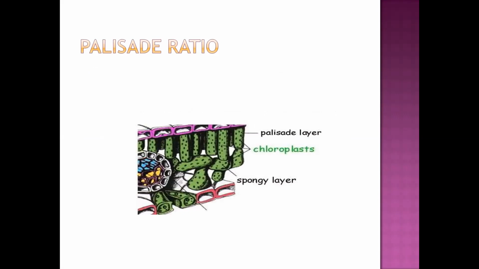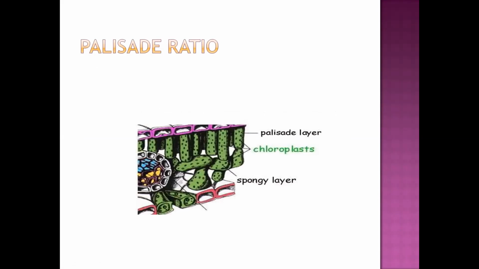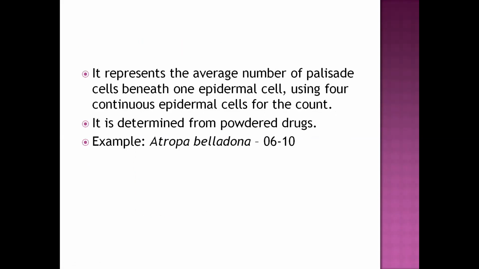What are palisade cells? These are just below the epidermal cells, and their function is also to absorb light for photosynthesis, and their shape is like this. So palisade ratio represents the average number of palisade cells beneath one epidermal cell. एक epidermal cell के नीचे कितने आपके palisade cells आ रहे हैं?